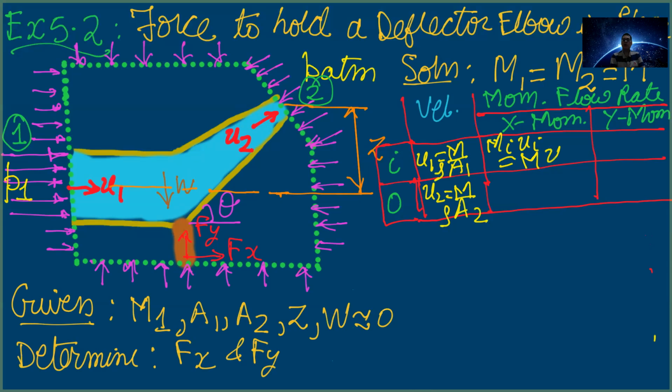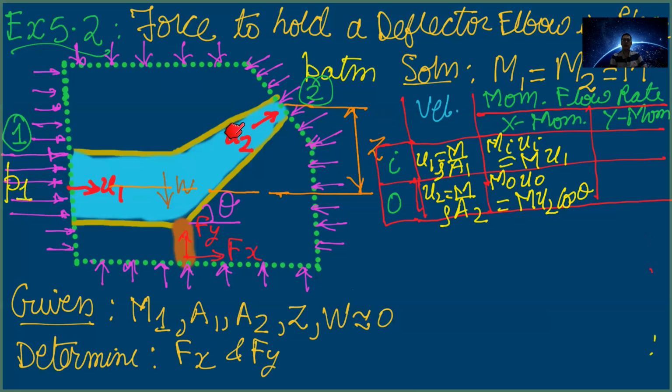Now, if you want to calculate the x momentum flow rate, as I had mentioned, the x momentum flow rate is equal to the mass flow rate times the velocity. The horizontal velocity at the inlet is U1. The horizontal velocity at the outlet is U2 cos theta. So this is the x momentum flow rate at the inlet, and this is the x momentum flow rate at the outlet. Similarly, we calculate the y momentum flow rate, which is the product of the mass flow rate and the v velocity, which is the vertical velocity.